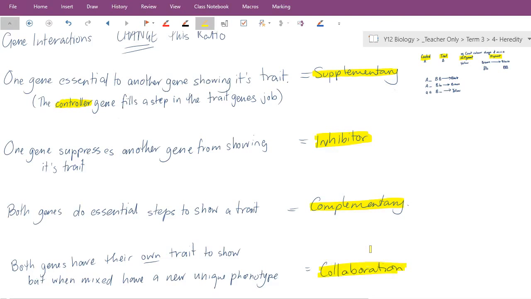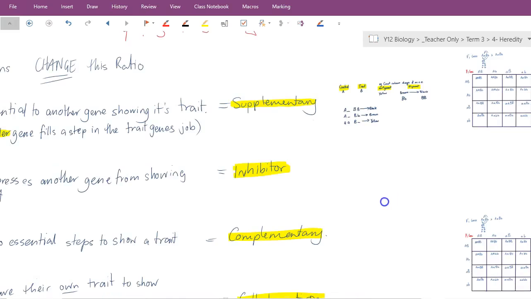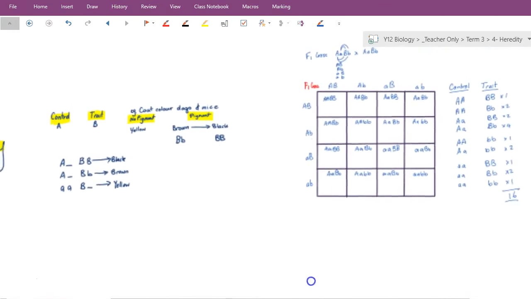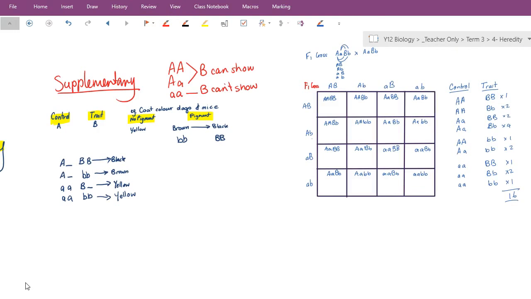So let's quickly go through each one of these and think about how it affects that ratio, because that ratio is what you're going to be having to use if you really want to show what you know here. So here's supplementary. So let's have a look at the supplementary relationship.